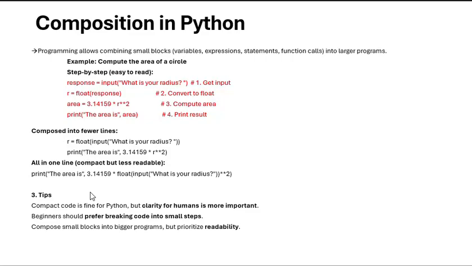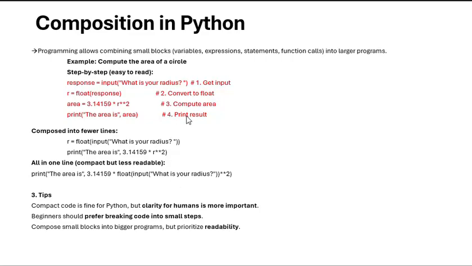Here, compact code is fine for Python, but clarity for humans is more important. If you write like this, you don't get clarity, right? This is very clear, you will be able to understand easily. But when you write like this, it will be a little clumsy. You feel like, what is this, right? Beginners should prefer breaking code into smaller steps. Compose small blocks into bigger programs, but prioritize readability.